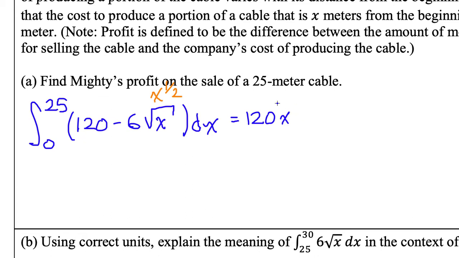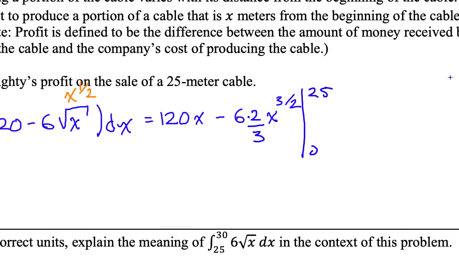Okay, I'm going to continue doing what I'm doing. So I'm going to do minus 6, and then this was x to the 1/2. I'm going to go up a power to the 3/2, and then divide down by 3/2, so I'm going to put 2/3 out front. So let's put the times 2/3, and that's going to be evaluated between 0 and 25.